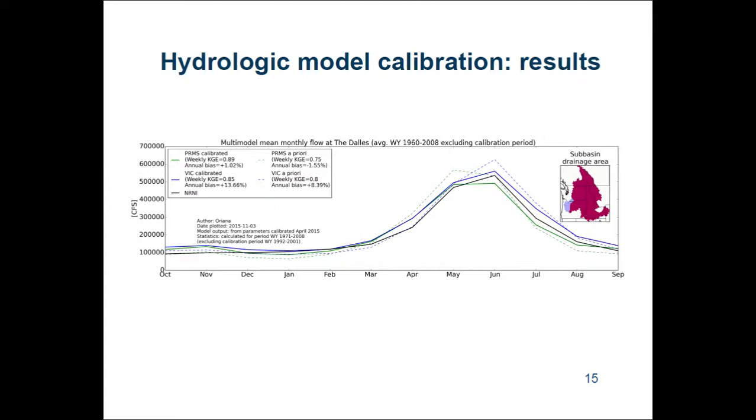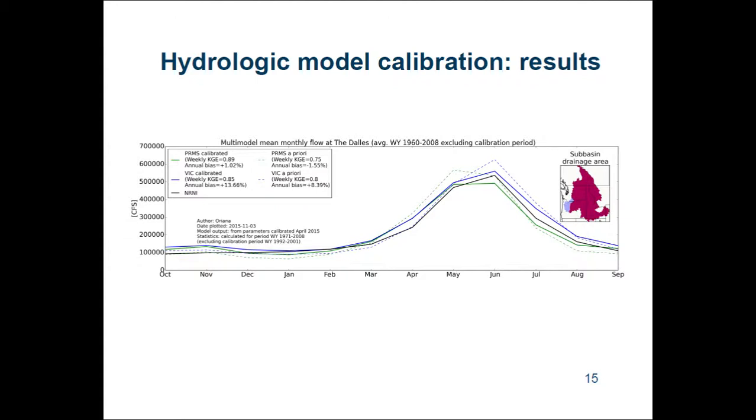This is flow. There's no regulation, no irrigation flow at the Dalles. And in green and blue, you see respectively simulated output from PRMS and VIC. And the solid lines being the calibrated flow and the dashed lines being the before calibration. So that was how we were doing before, and just kind of with default out of the box parameters. But after calibration, we saw much better improvement.